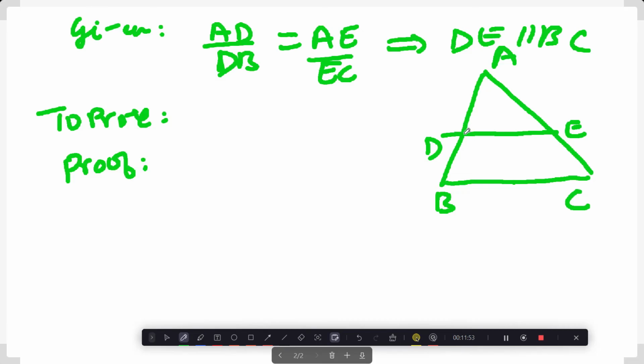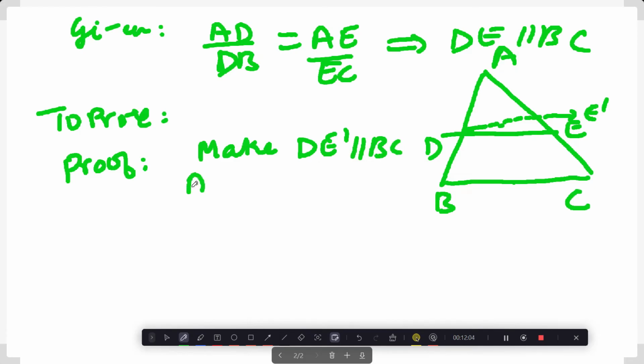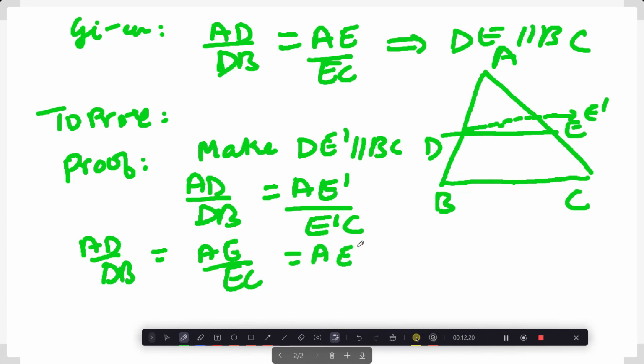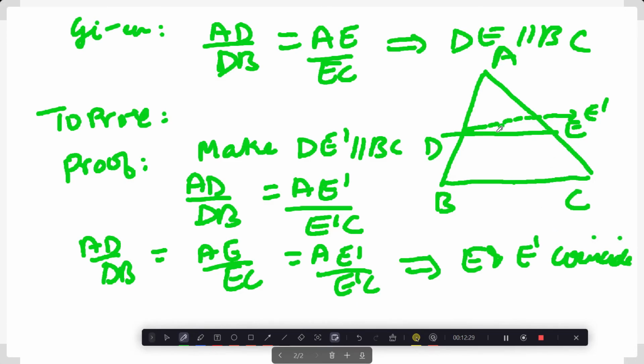What we'll do is we'll make a line DE dash which is parallel to BC. Now if it is parallel to BC, then AD by DB is equal to AE dash by E dash C. Now this is already given, right? AD by DB is equal to AE by EC. And from this line, this becomes equal to AE dash by E dash C. What does this imply? E and E dash coincide. And hence, DE is parallel to BC.